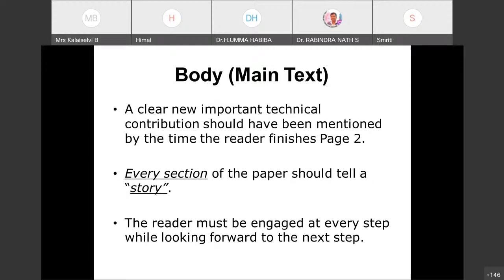So every section in the main body of your paper should have some kind of a story. That means you can describe it something like this: this section describes the system model that is considered in this paper. This section describes the algorithm or the solution that is described in this paper, and so on, so that the reader will have an idea of what to expect when he or she is reading the remainder of that particular section. So it's a good practice.